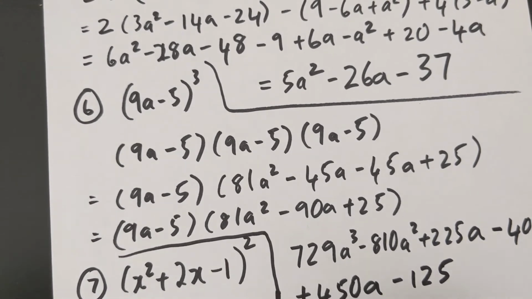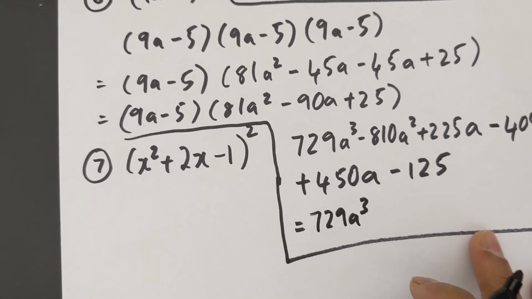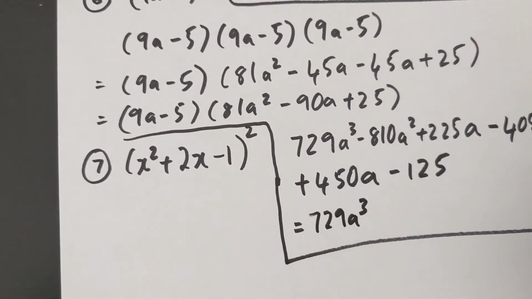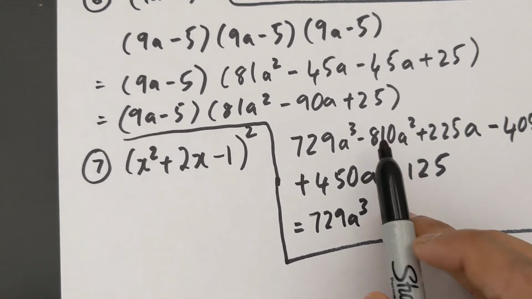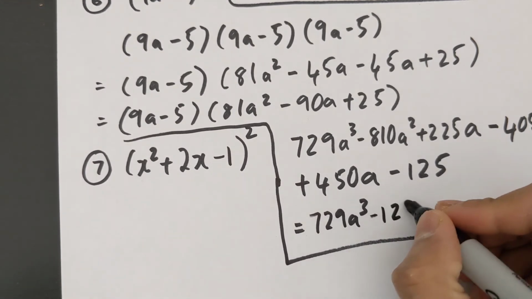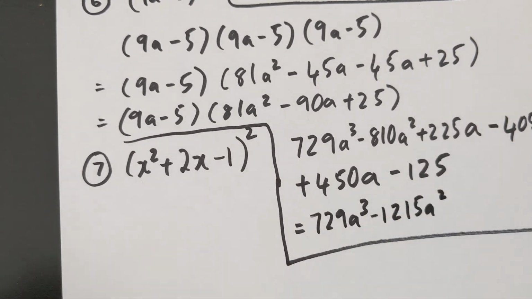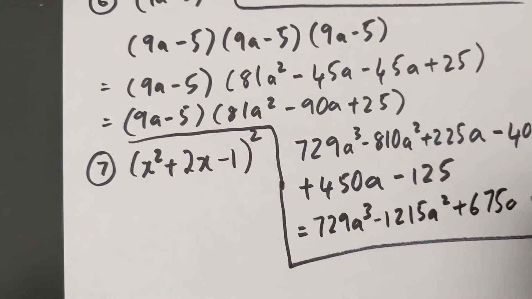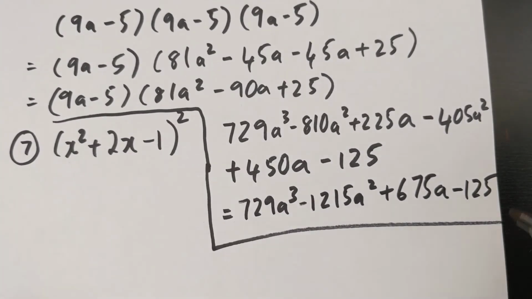So that's 729a cubed, negative 810 plus 450, oh no, negative 810 minus 405. That's minus 1215a squared, then 225 plus 450 is plus 675a, and then finally you have minus 125. So that is my final solution.